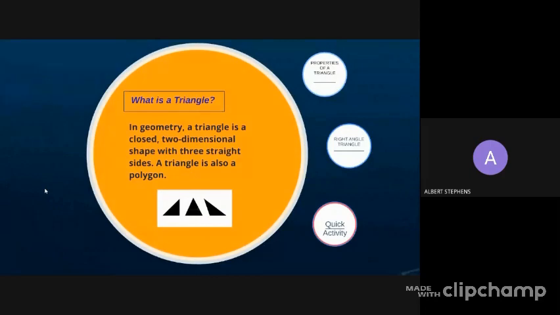What is a triangle? Now, in mathematics, in geometry, a triangle is a closed two-dimensional shape with three straight sides. A triangle is also a polygon.